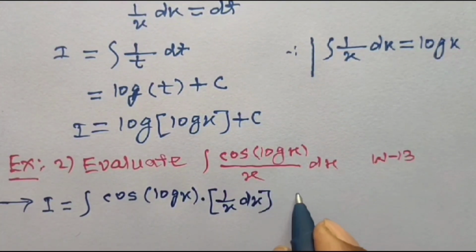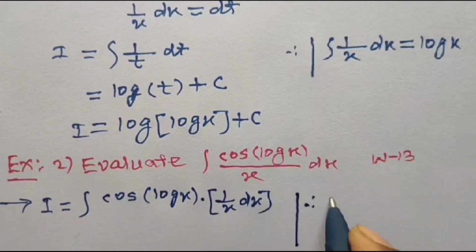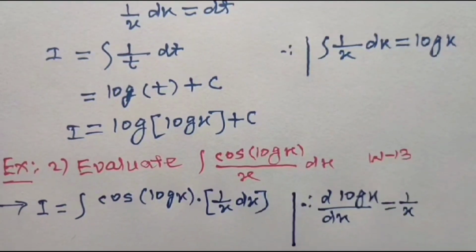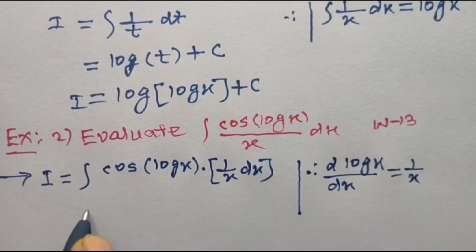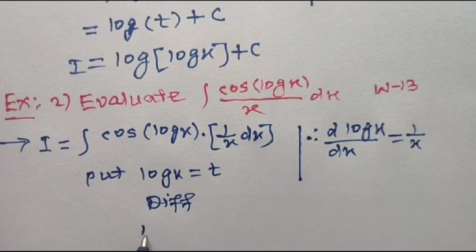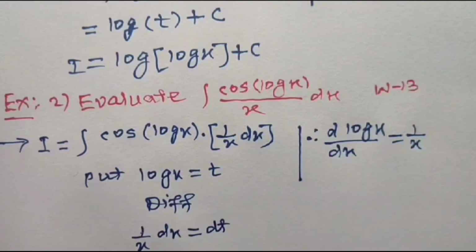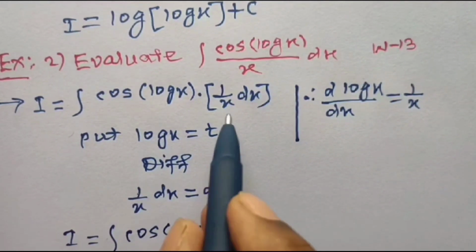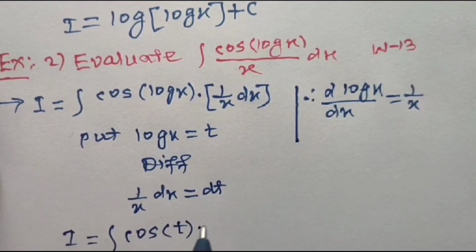Again, here also we have to use substitution, since we know the derivative of log x is equal to 1 upon x. Put log x is equal to t. Differentiate this. 1 upon x dx is equal to dt. In this integral, replace log x by t and 1 upon x into dx by dt. So the integral can be written as I is equal to integral of cosine of t, and you can replace this 1 upon x dx by dt.